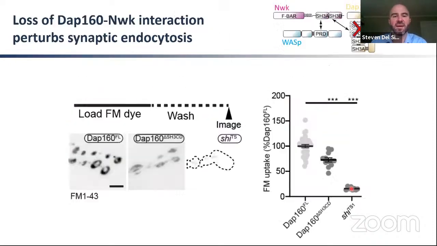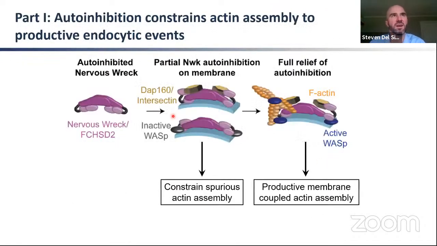So suggesting that this module is both constraining actin assembly, but really directing it also to functional events that are contributing to endocytosis. And so the summary model here for this first part is that Nervous Wreck is autoinhibited, and it's autoinhibited even when it's complexed either with DAP160 or WASp. And so this would be a mechanism to explain how you could get this really broad pre-deployment of these proteins to the membrane without necessarily driving actin assembly everywhere.